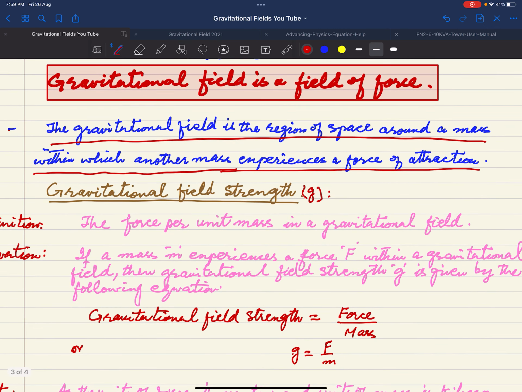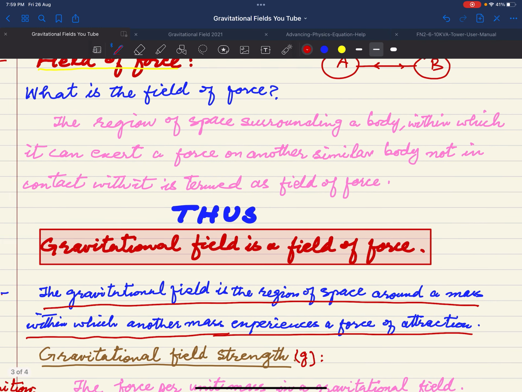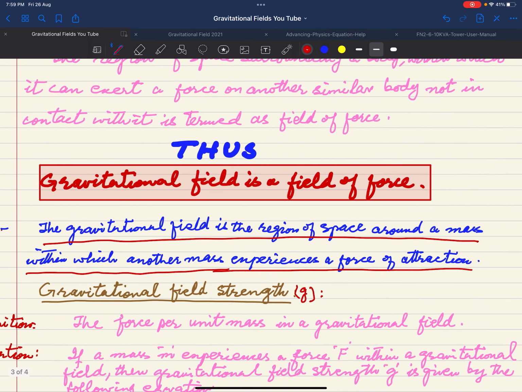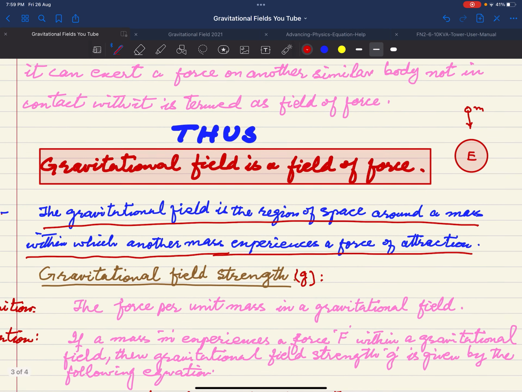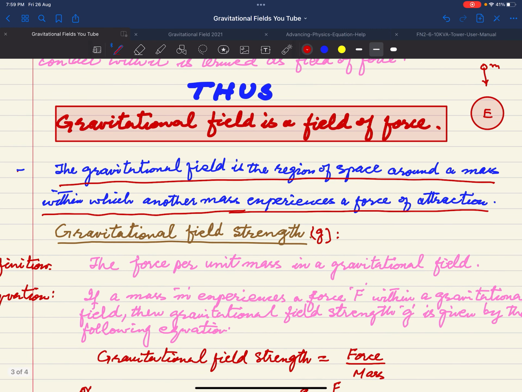Now you can understand this point easily. As our focus is the gravitational field, for the time being I am just taking the example of Earth. If you have Earth and the Earth is attracting a mass m, then what will be the gravitational field strength? This is a very important term. Gravitational field strength is basically the force per unit mass.